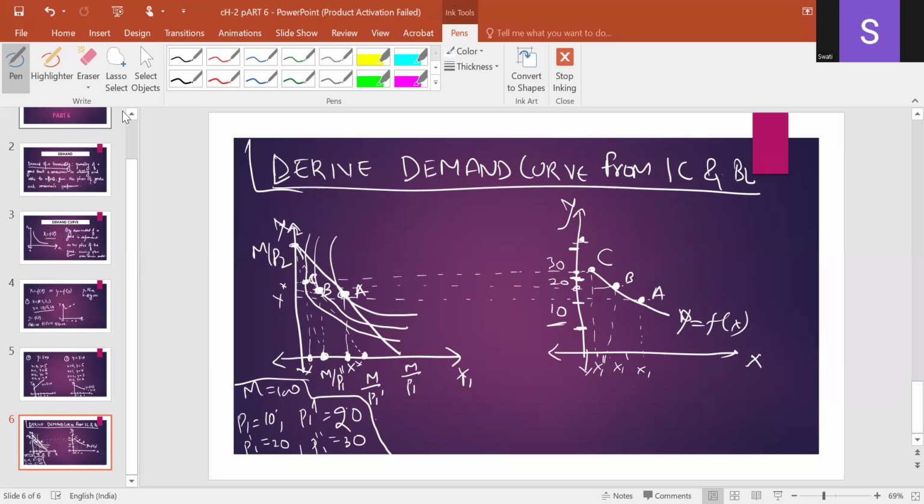I guess that's what gets more interesting, once we get the derivation of how we are able to derive the demand curve with the help of our indifference curve and the budget line. I suppose it becomes more interesting, and we will be able to retain more.